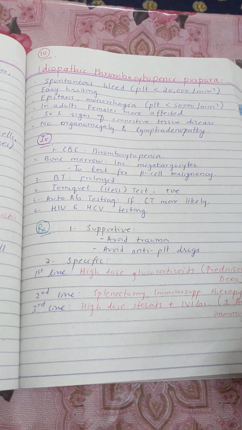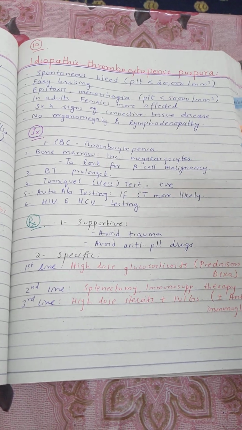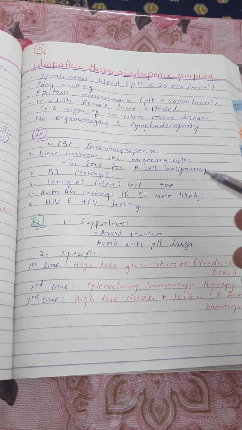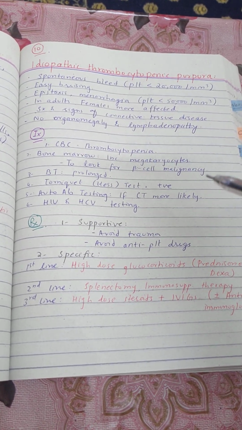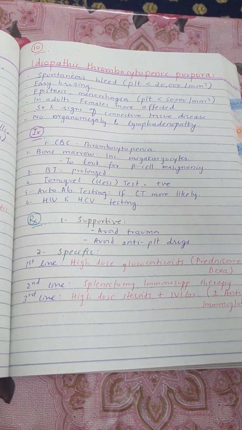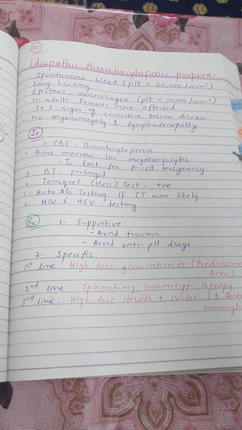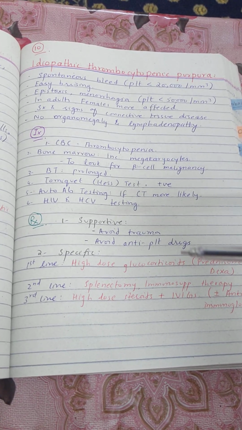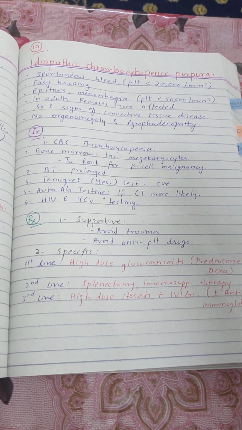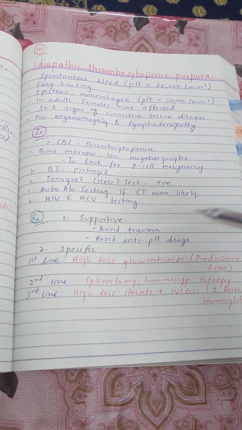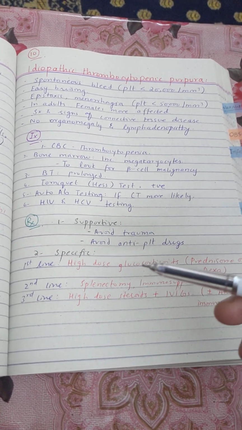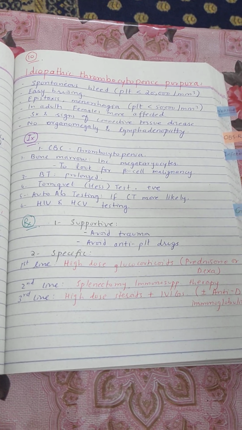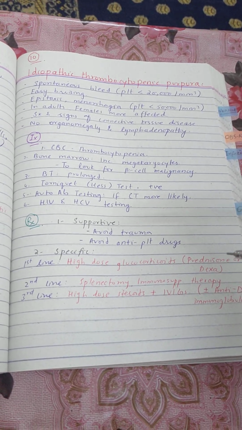Now, what are the important treatment options available for treating a case of ITP? Number one, the treatment can also be supportive in the early cases when the platelet count is in the adequate range, and supportive treatment includes avoiding any trauma to the patient and avoiding any antiplatelet drug like heparin, like aspirin. And the specific therapy includes, the first line will be high dose glucocorticoids like prednisolone or dexamethasone.